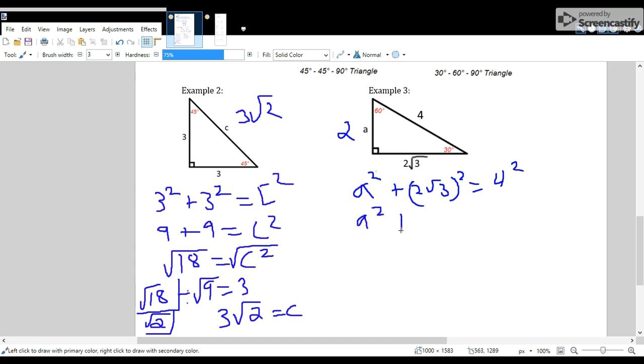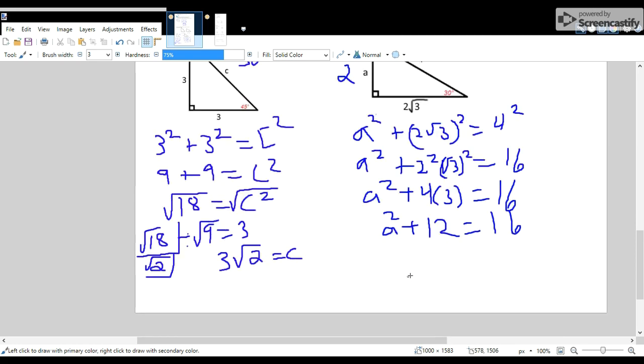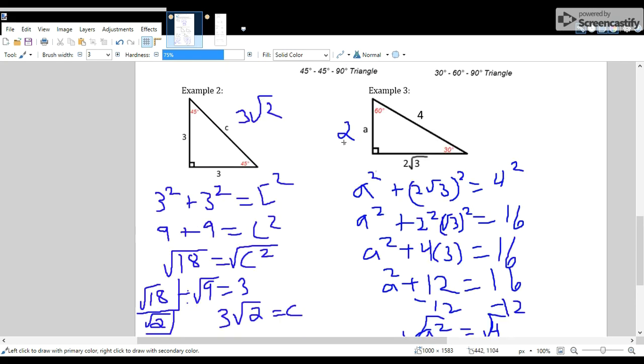So we have A squared plus 2 squared times radical 3 squared equals 16. 2 times 2 is 4, and the square root of 3 times the square root of 3 is just 3. 3 times 4 is 12. Carry everything else down. To get A by itself, we need to subtract 12 from both sides. So A squared equals 4. Take the square root, A equals 2. And that's what we had.